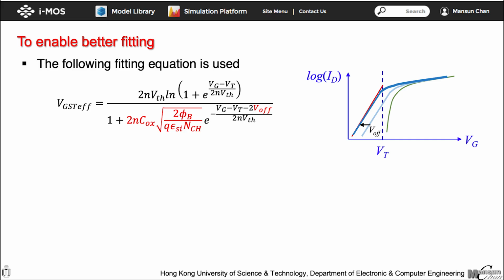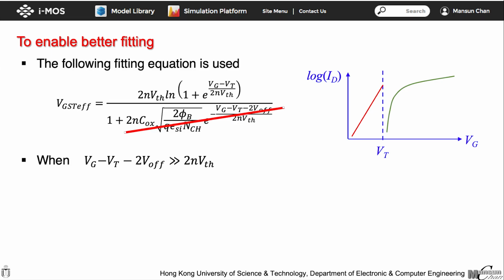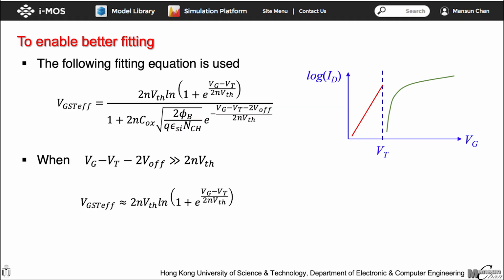Now, let's look at the behavior of the new VGST effective. In the on region, Vg is much larger than Vt. Assuming Voff is relatively small, this means Vg is also much larger than Vt plus 2 times Voff. As a result, the index of the exponential term becomes a large negative number, making the exponential terms very small compared to 1. Therefore, we can ignore them in the denominator. This means that VGST effective simply takes the value of the numerator, which remains the same as before.